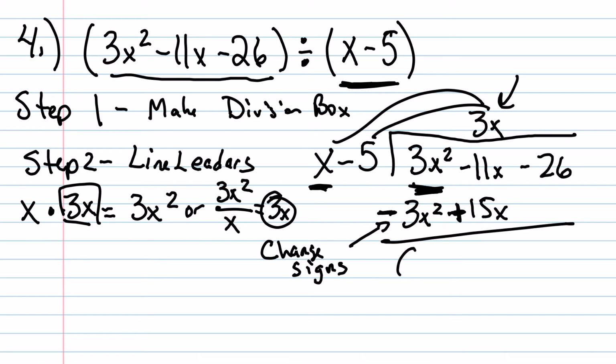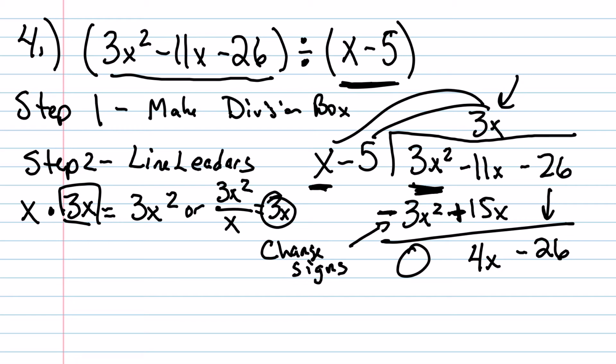3x squared and minus 3x squared? Well, it's just 0. And I always do this step. The book never shows that step. I always do that. It's like a self-check along the way. If that 0 doesn't show up, that means I made a mistake somewhere. But it does. Negative 11x and 15x together, that's 4x. And just like in long division with numbers, everything else drops down. So this becomes minus 26. Okay.